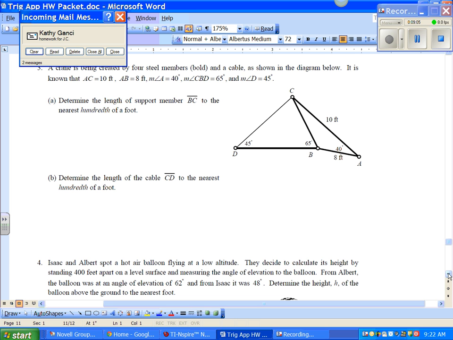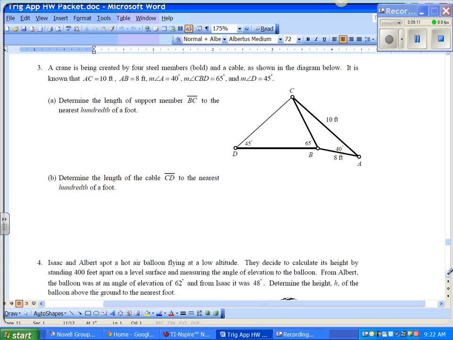A, determine the length of the support member BC to the nearest 100th of a foot. So here's BC. This is what I want, right? And I want it to the nearest 100th of a foot. So talk to your group, figure out your game plan, call me over, and we'll talk.